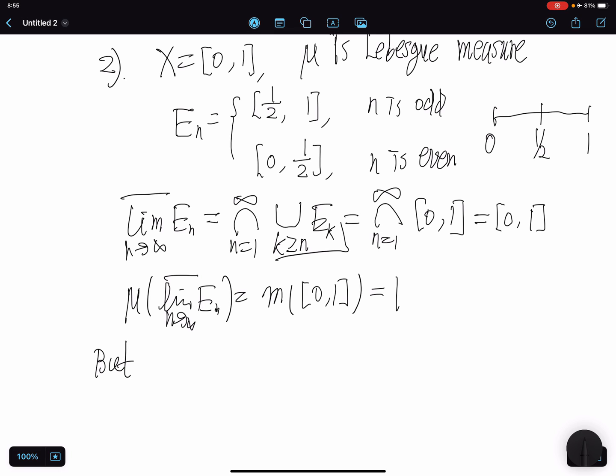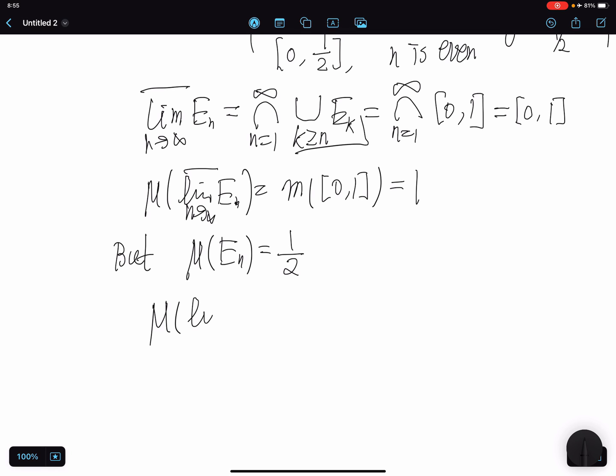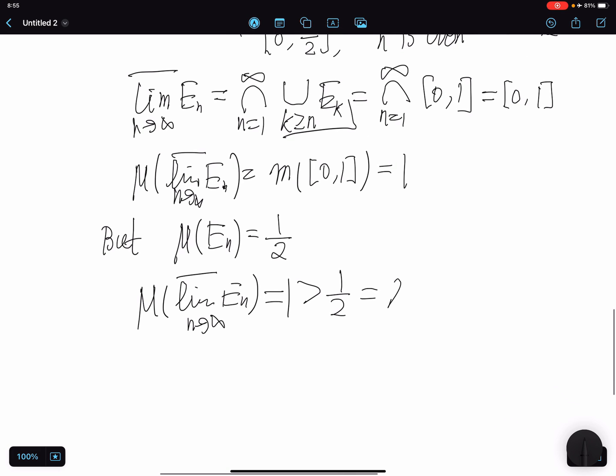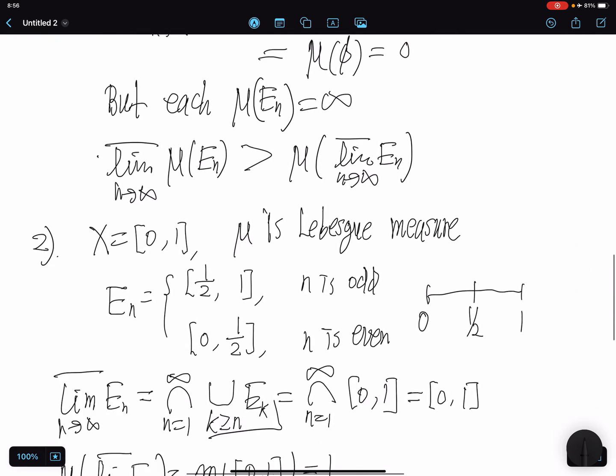But if you look at each individual mu of E sub n, each one is just half of the unit interval, which is 1/2. So in this case, the measure of the upper limit of E sub n is 1, which is strictly greater than 1/2, because each term is 1/2. So if you take the upper limit of mu of E sub n, it is 1/2. So this also gives a counterexample to the second assertion. So that's it.